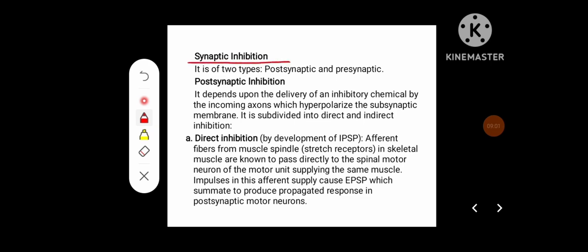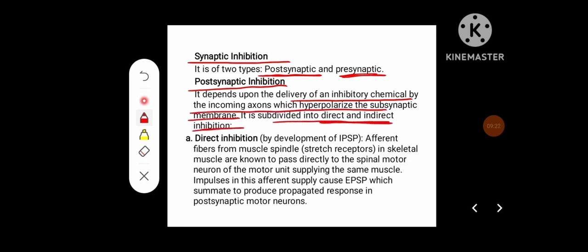Coming to synaptic inhibition, there are two types of synaptic inhibition: postsynaptic inhibition and presynaptic inhibition. Postsynaptic inhibition depends upon the delivery of an inhibitory chemical by the incoming axons, which hyperpolarize the subsynaptic membrane. It is subdivided into direct or indirect inhibition. Direct inhibition of the postsynaptic membranes occurs by development of the EPSP.